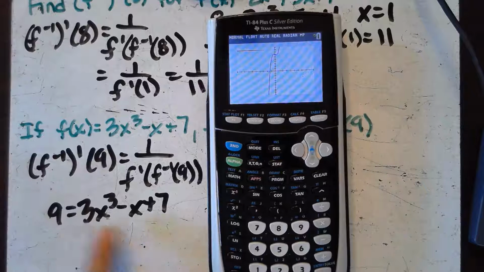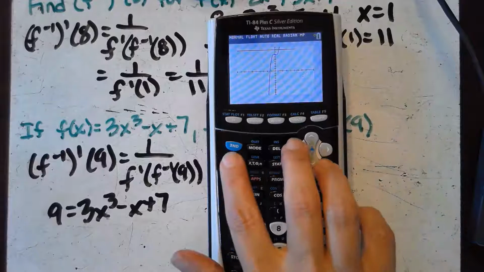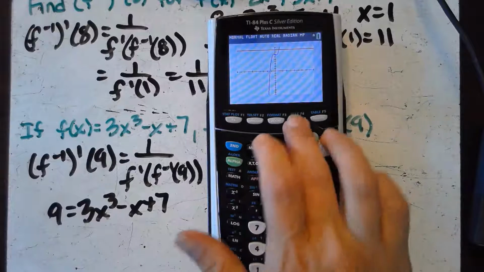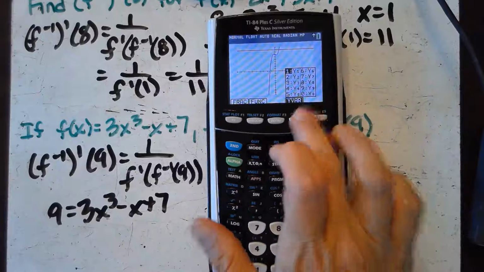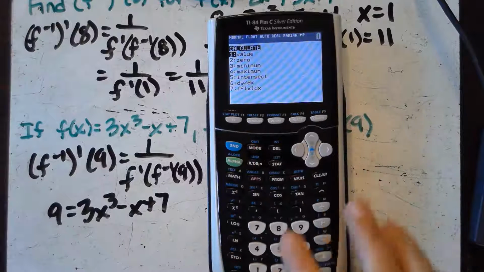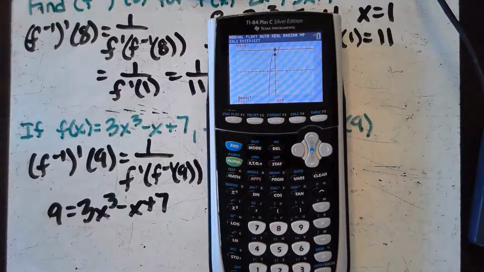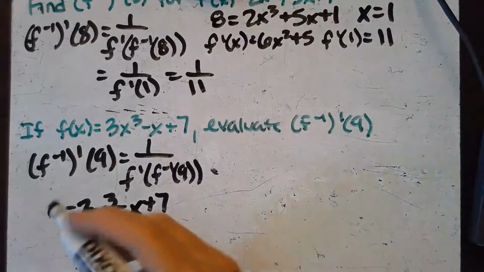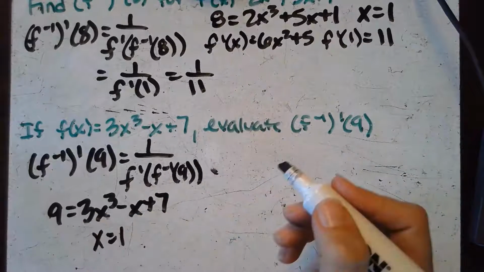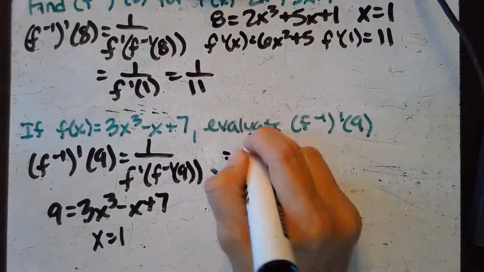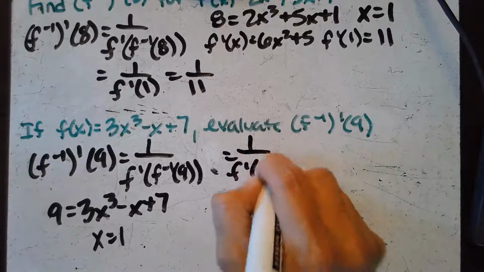So right now I'm trying to find this intersection to find that x value. Second trace, 5 for intersect. All right, and I find that it's at 1. So therefore it's 1 over f prime of 1.